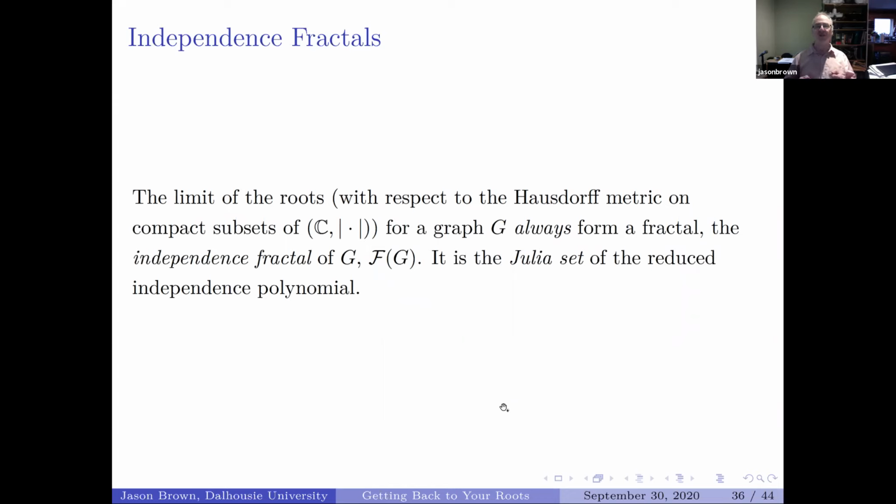We can look at the limit of the roots. So that's just one, but you can look at the limit as the product grows higher with respect to the Hausdorff metric on compact subsets of C. I won't go into the details of that, but that's a well-known metric for compact subsets of the complex plane. So if we look at the limit of the roots for graph G of these iterations, they always form a fractal, we could prove. And we call this the independence fractal of G, f of G. It is in particular the Julia set, if you've seen that term in analysis, of the reduced independence polynomial.